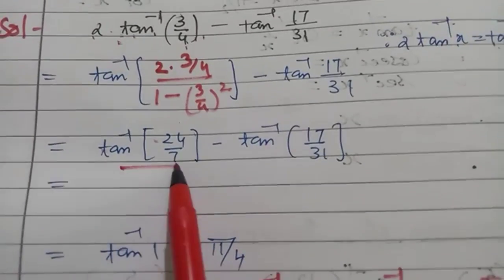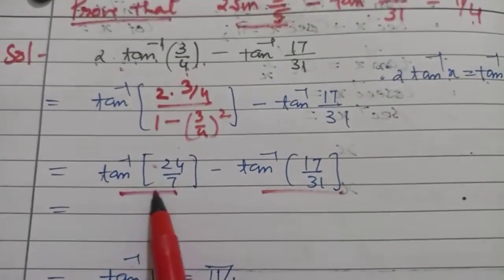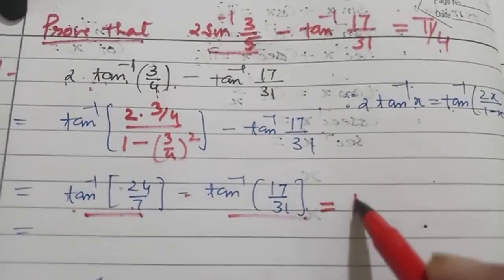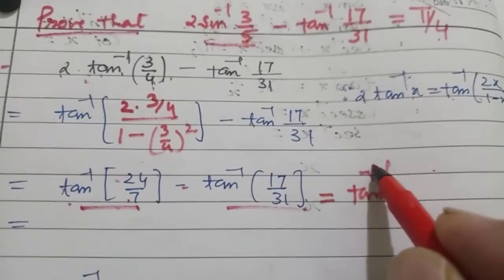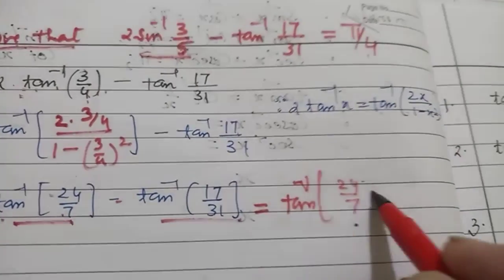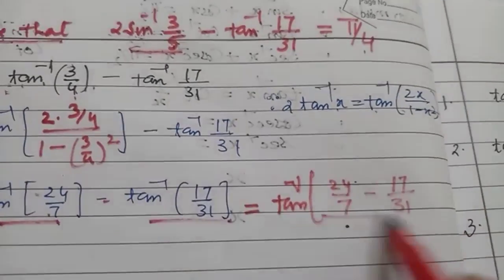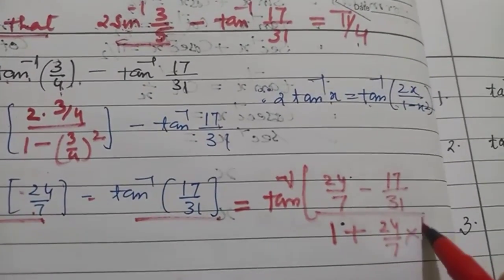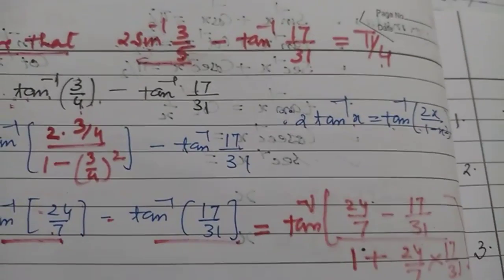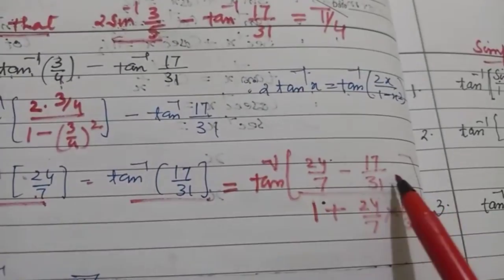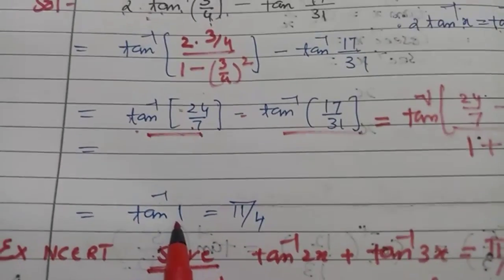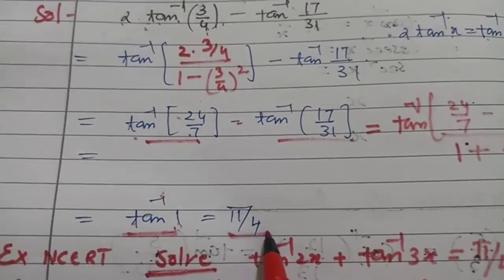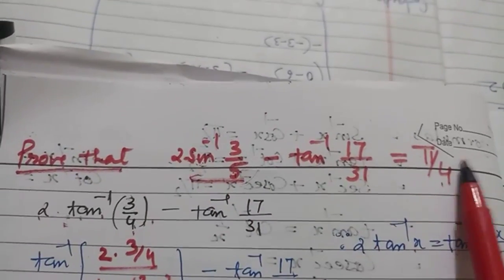Now these two are tan inverse. One is this tan inverse, the other is this tan inverse. This you can work out. What is the formula of tan inverse x minus tan inverse y? It is tan inverse of 24 by 7 minus 17 by 31 over 1 plus 24 by 7 into 17 by 31. After taking LCM and simplifying, the answer comes as tan inverse 1. Now see, in the table of tan, 1 is the value of which angle? That is pi by 4. So this is how we can prove this.